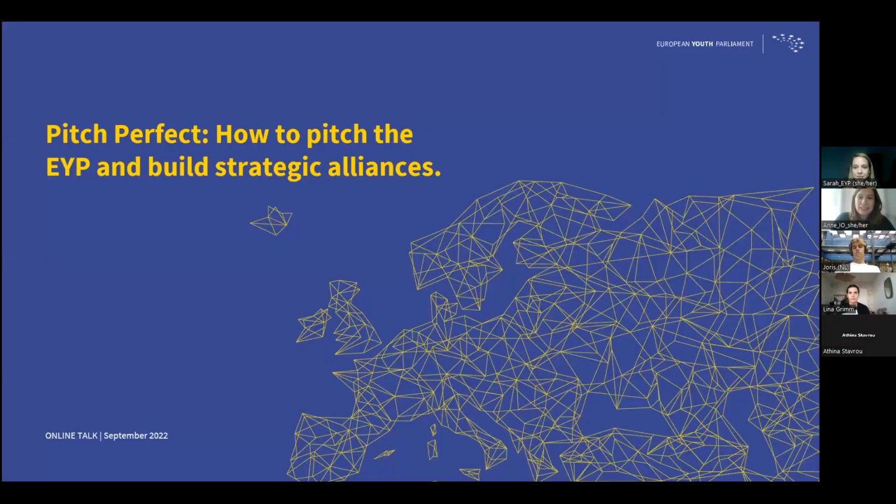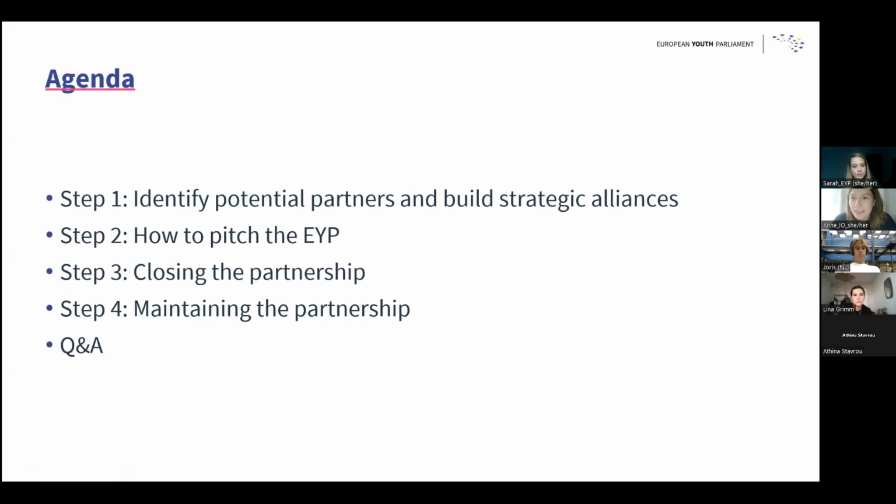And here we go. So we just quickly wanted to run you through the agenda for the next 50 minutes or so about our online talk Pitch Perfect, how to pitch the EYP and build strategic alliances. So we've devised 4 key steps for this. The first, obvious thing you would need to do is identifying potential partners and building strategic alliances. So how best to approach partners, etc., and actually also mapping potential partners.